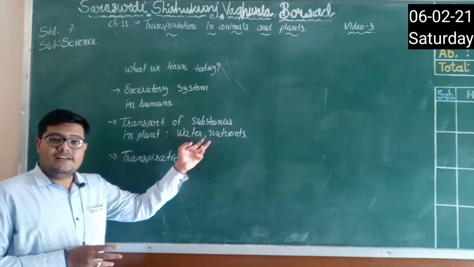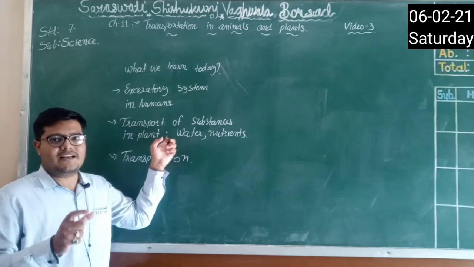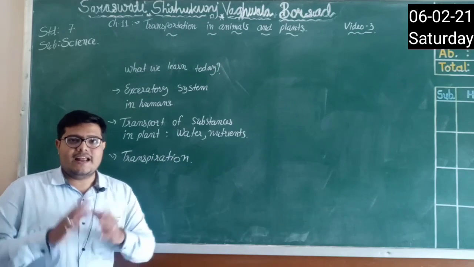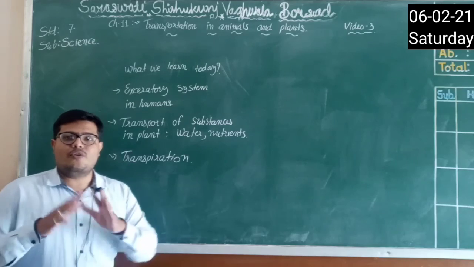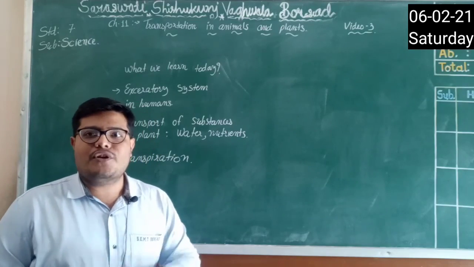Here we learned about tissues. There are special kinds of tissues, and because of these special tissues, the formation of special vessels takes place, that was xylem and phloem. So I hope you understand all the topics which were discussed here. This is the end of your chapter.